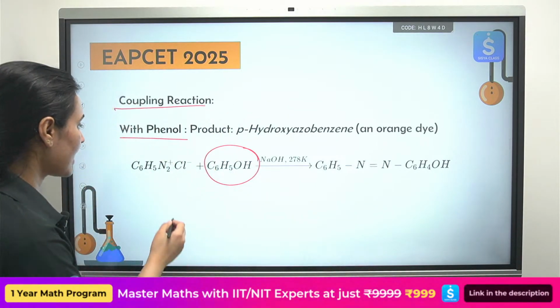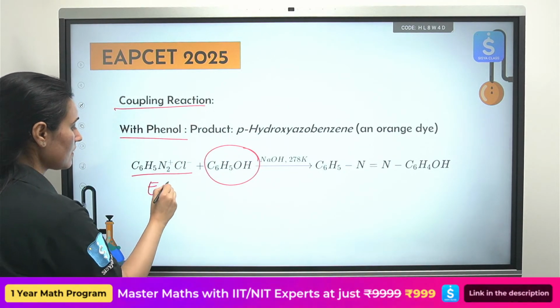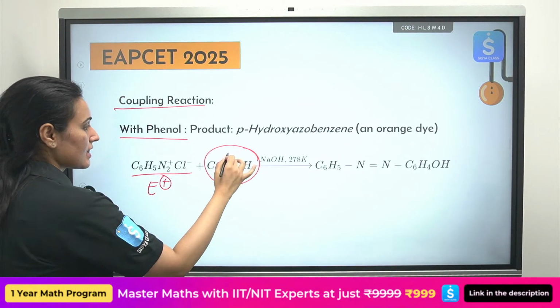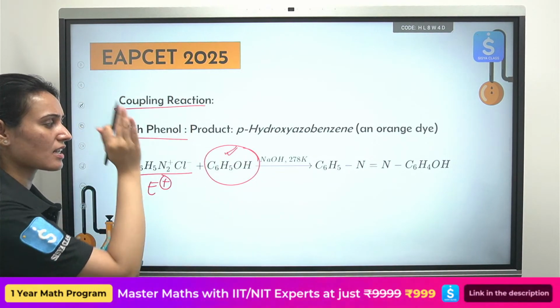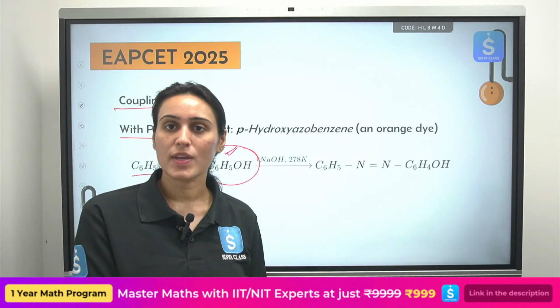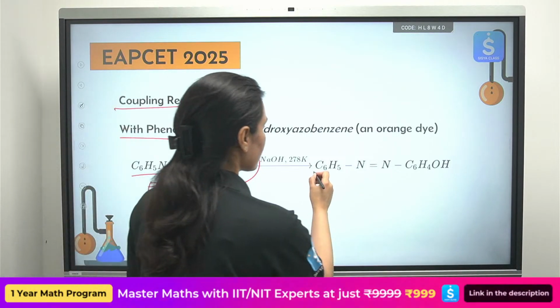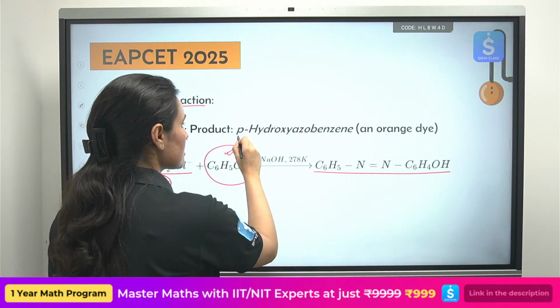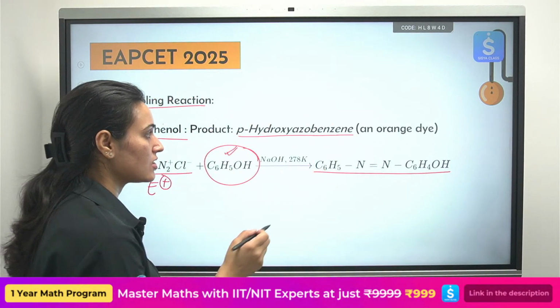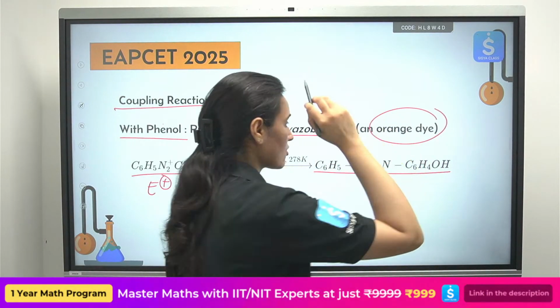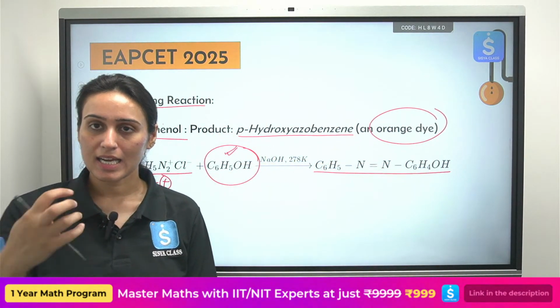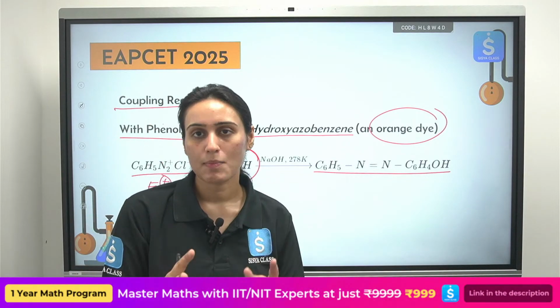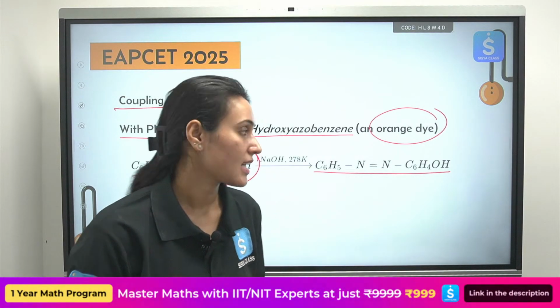Here the electrophile is this. This is your electrophile. This is your electron-rich aromatic ring on which you are doing the substitution. And if you do the reaction with your phenol, your product is para-hydroxyazobenzene, and the color of the dye is orange. Please remember the color of the dye. Okay. See the next thing.